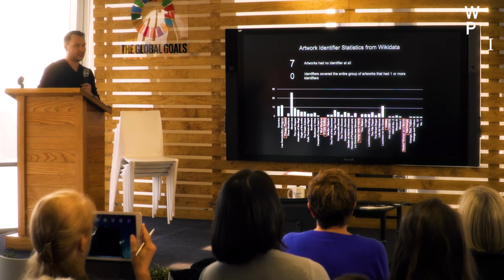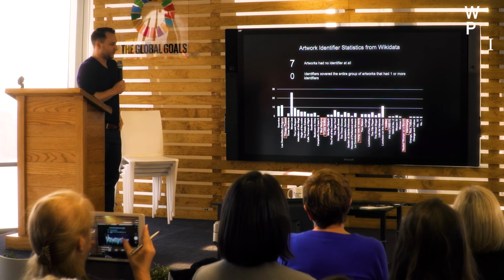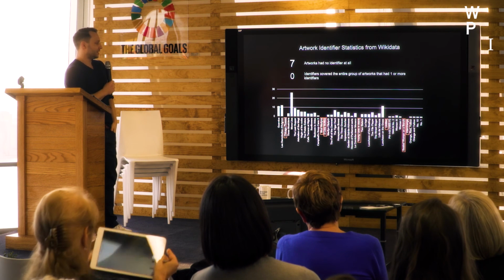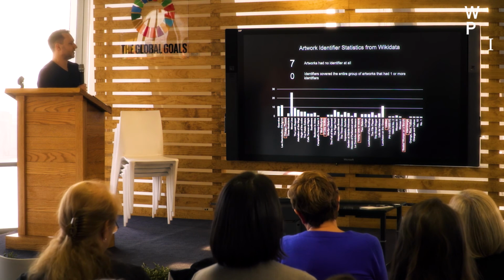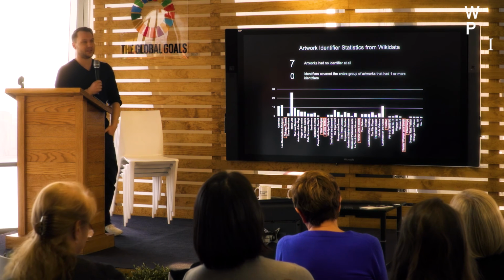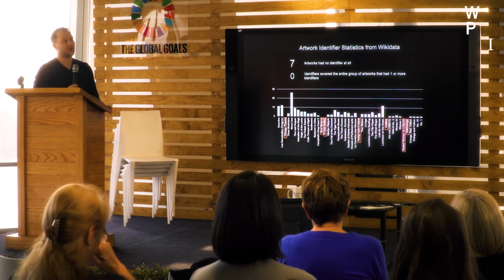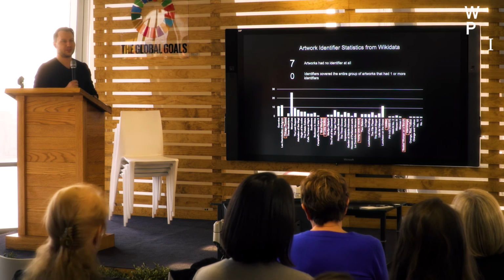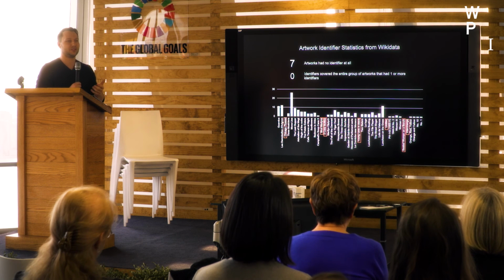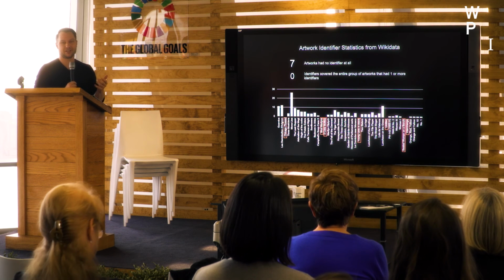So if you want to try to identify artworks, the picture looks a little bit different, and what you can see here is that there are certain artworks, like the Mona Lisa. That painting has actually 27 different identifiers, and that's because I probably wouldn't consider the Mona Lisa an artwork, but more an icon or something that is relevant to a lot more people than just art historians.